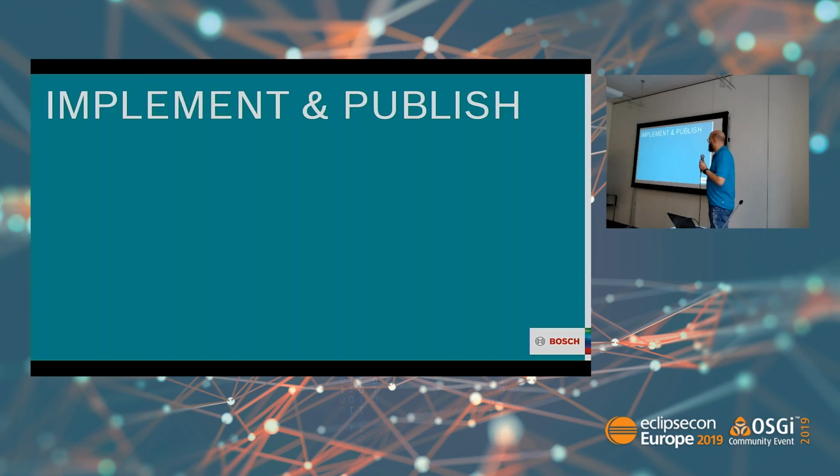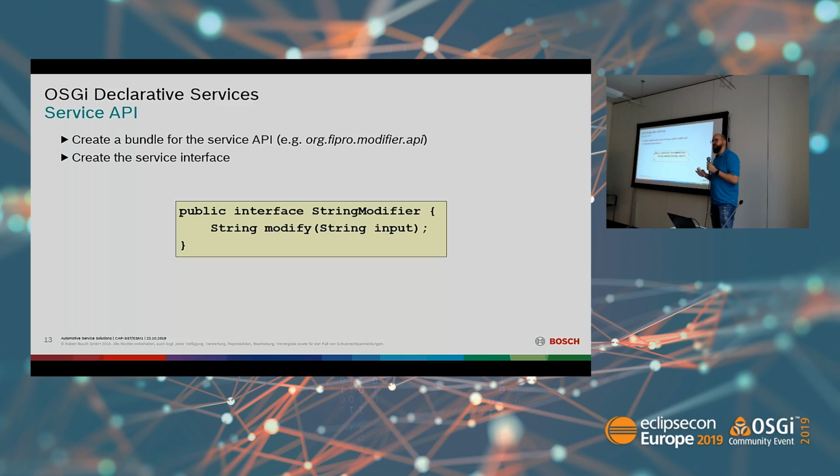How to implement? The first thing you're doing when you're creating a service is you're creating an API bundle and defining the interface. That's a very simple one. In another presentation, I called this even the most stupid service ever, because it's a public interface, it's a string modifier, it has one method, modify, it gets an input and returns another input. That's pretty simple, but I like such simple things to explain and understand mechanisms in the back. So you have this service interface.